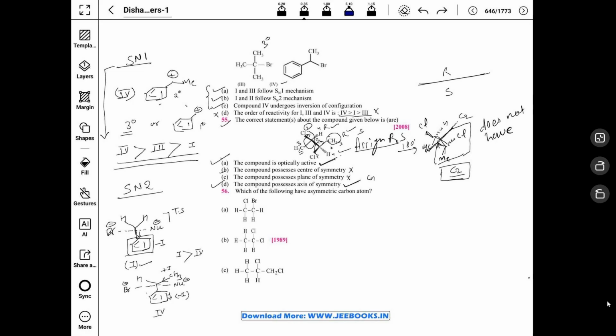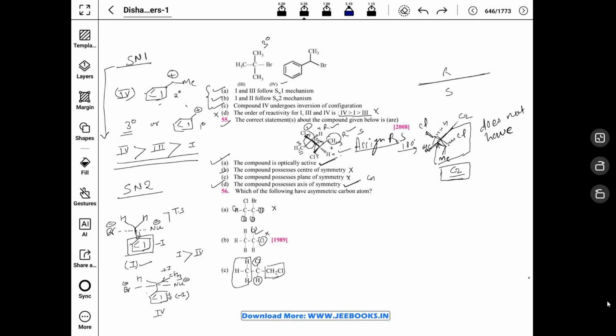Now moving to 56, which of the following has an asymmetric carbon atom? This is a very simple question. You can see that this carbon has hydrogen and hydrogen, this is also hydrogen, so there is no asymmetric carbon. In this case there are two chloro, so this is also not an asymmetric carbon. In this case, one is hydrogen, another is chloro, third is this functional group, and then methyl.